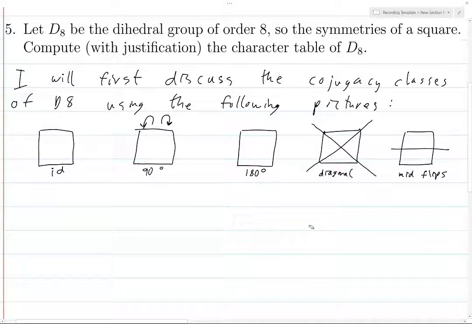And how many of these do we have? We've got 2 of them, one for each set of opposite sides. And so how many actions have we described here? We've got the identity, there's 1. We've got 90 degree turns, we have 2 of them. 180 degree turns, there's just 1. 2 diagonals and 2 mid flips. So 1, 2, 3, 4, 5, 6, 7, 8. So we have 8 total actions, and this is a group of order 8.